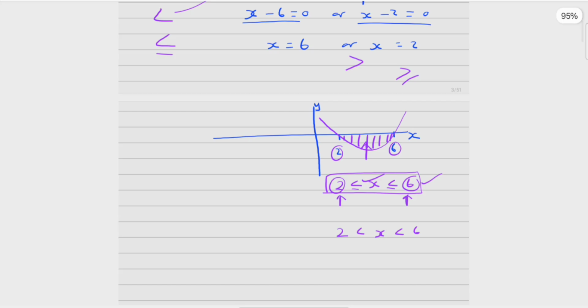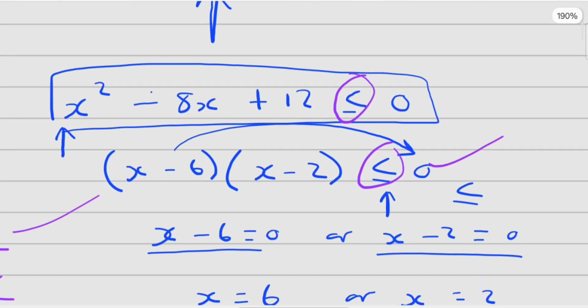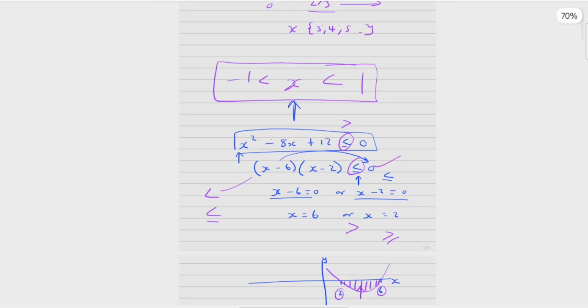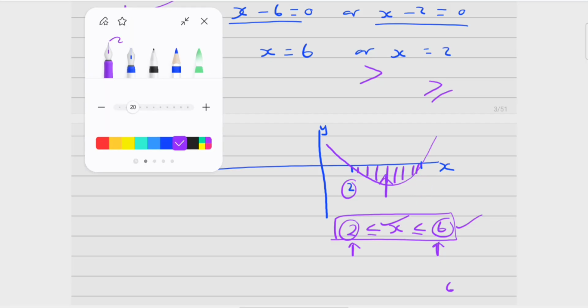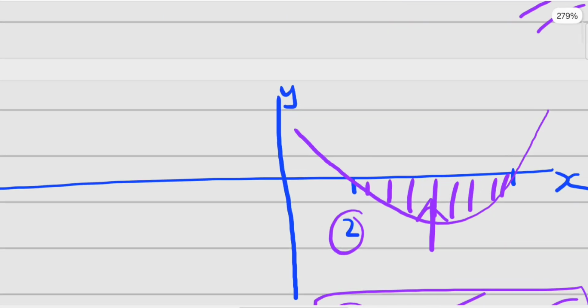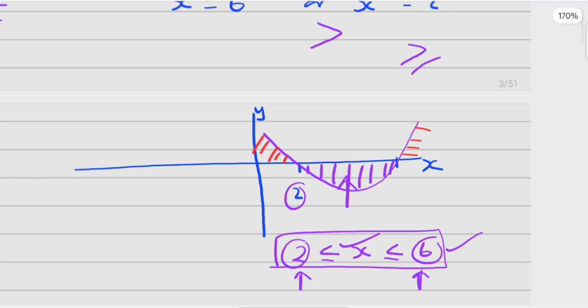But let's say the question was x squared minus 8x plus 12 is greater than 0, like that. So for that now, we would be dealing with the regions above the x-axis, and that will be this and this.